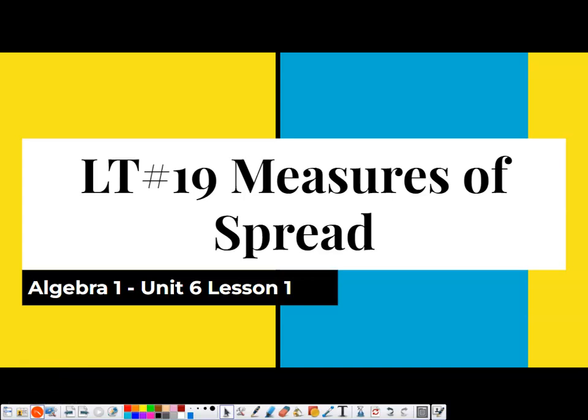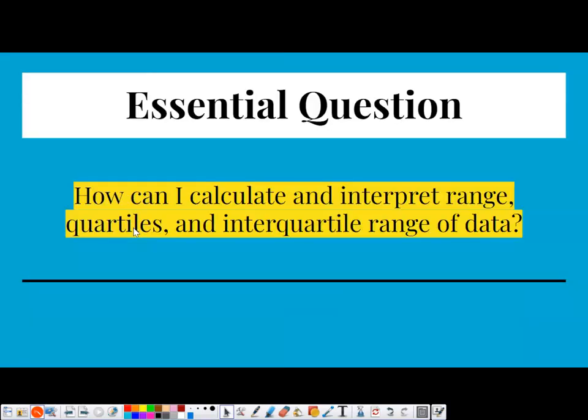Greetings, mathematicians. We have learning target number 19, measures of spread. Our essential question: how can I calculate and interpret range, quartiles, and interquartile range of data?